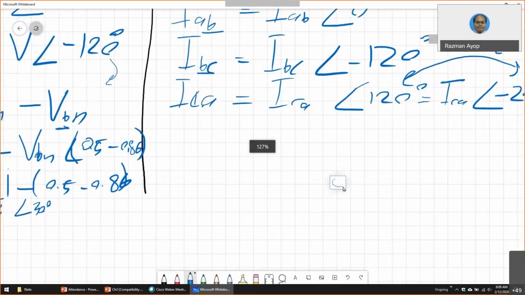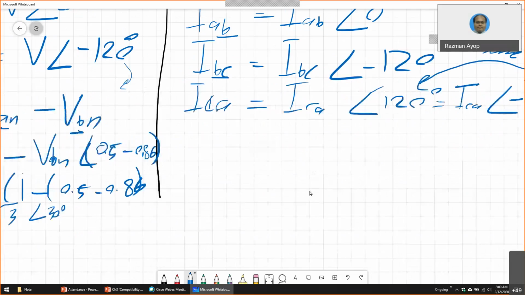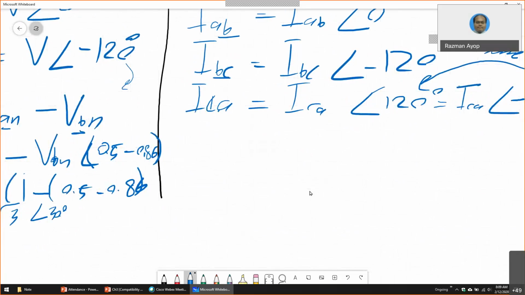So how to derive this? To derive this, IA equals to IAB minus ICA.